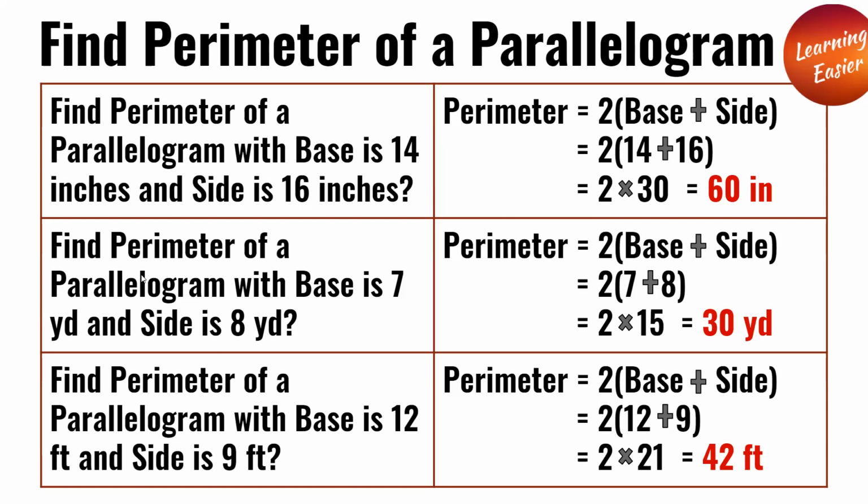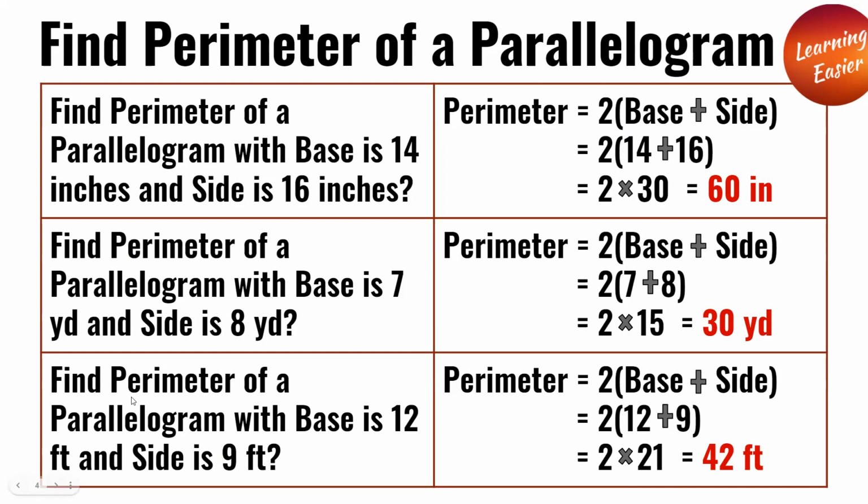In the second parallelogram, the base is 7 yards and the side is 8 yards. 2 times 7 plus 8. 7 plus 8 is 15. 2 times 15 is 30 yards.